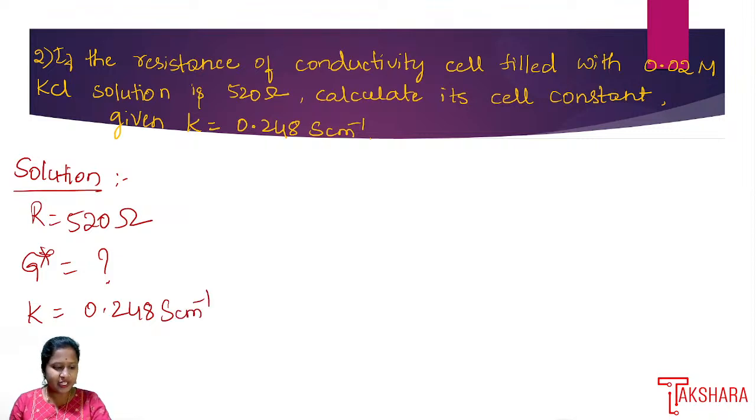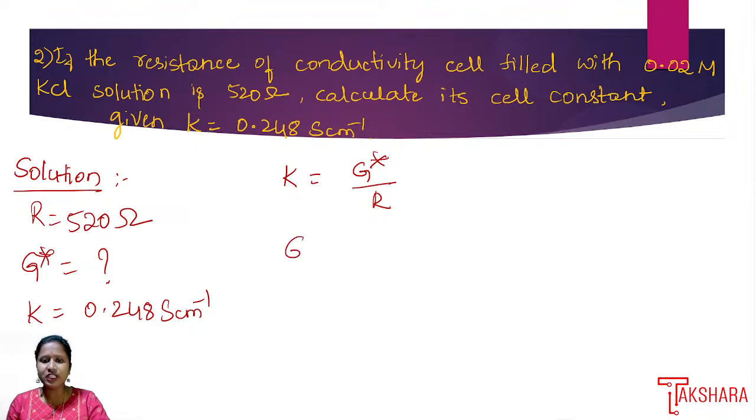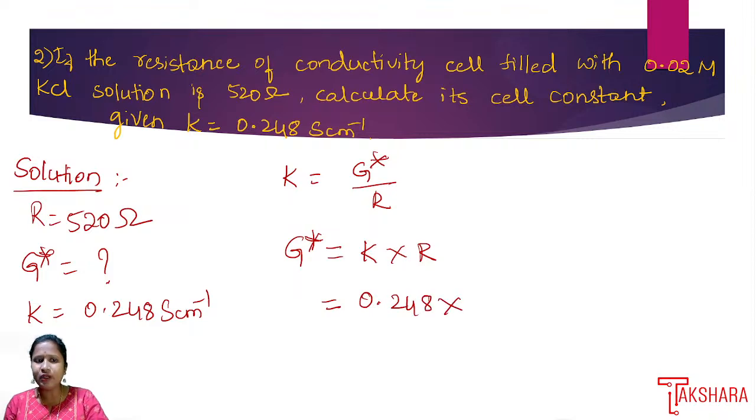Based on this given data, we know the formula from the previous problem: K is equal to G star divided by R. But since we need to find G star, let us take G star to the left side. So G star is equal to K into R, that is 0.248 into 520. If we do the multiplication, we get the answer 128.96.